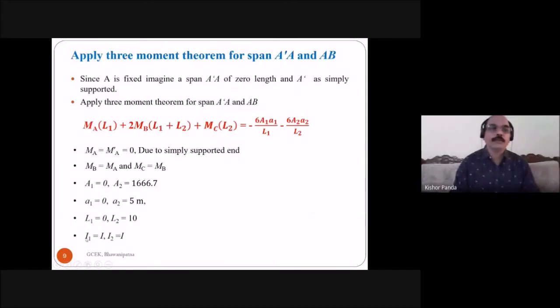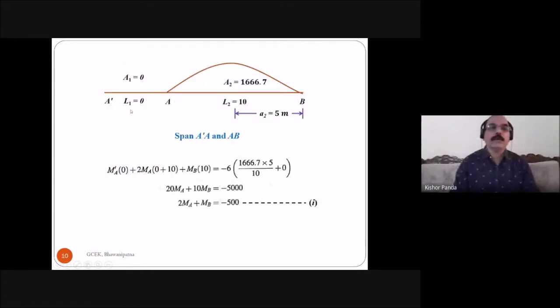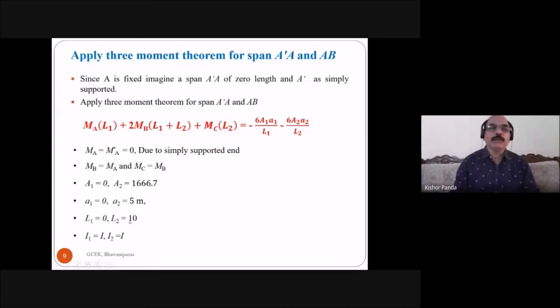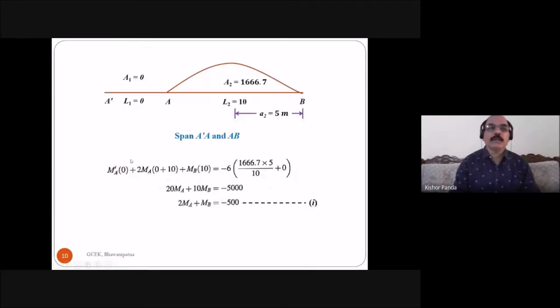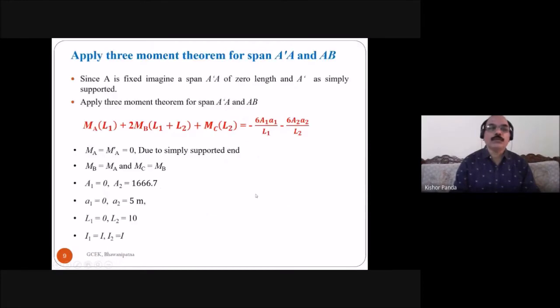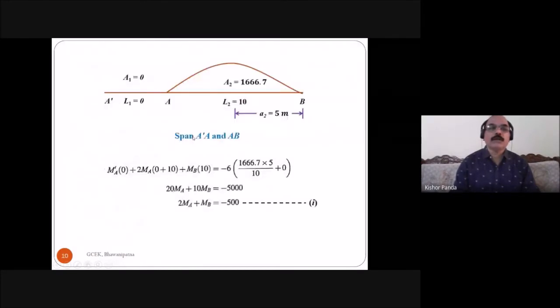Then the moment of inertia is the same: I1 is I and I2 is equal to I. Then put these values in this equation. After putting these values in this equation, you get the final equation: 2MA plus MB is equal to minus 500, and this is equation 1.